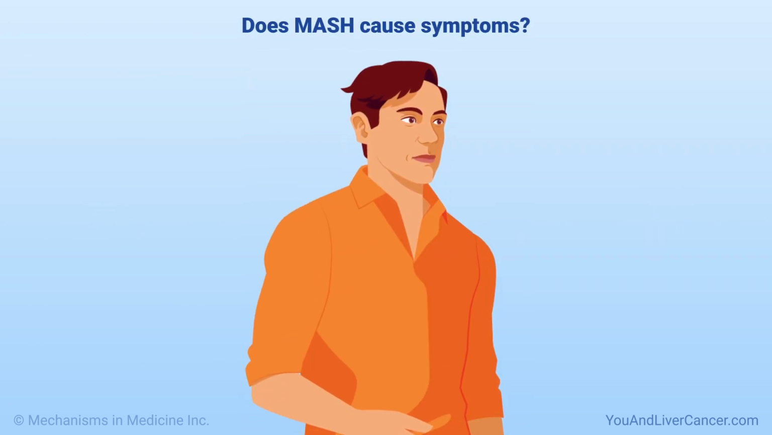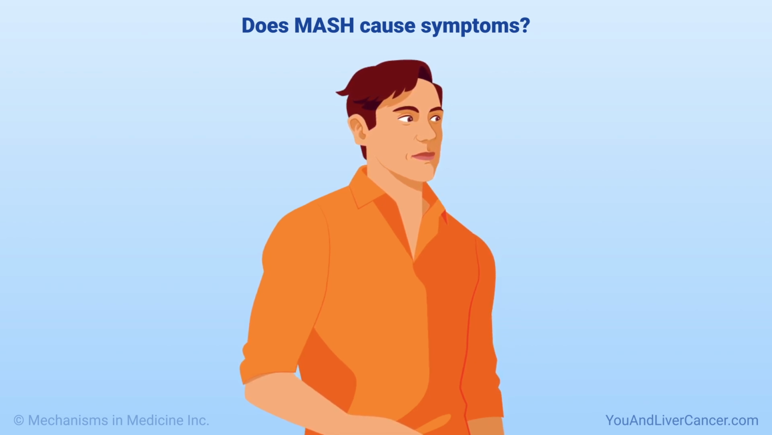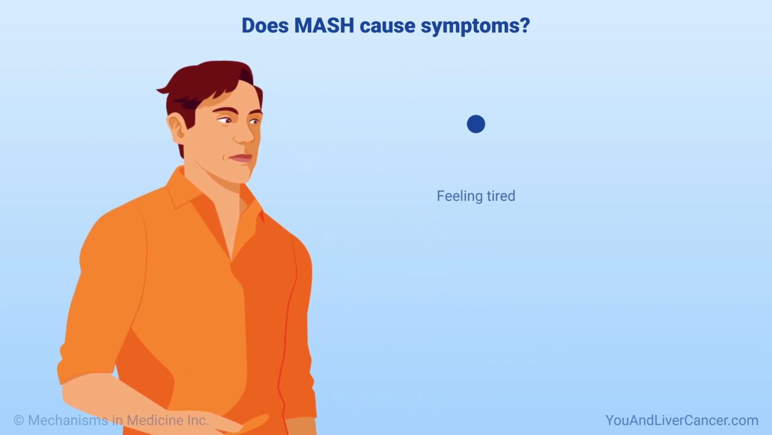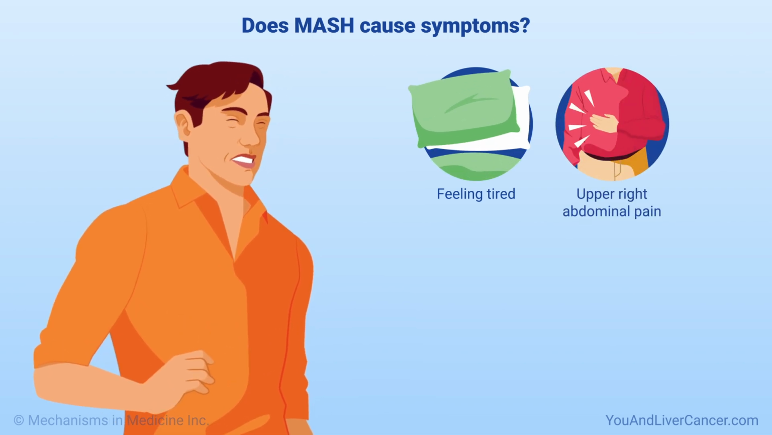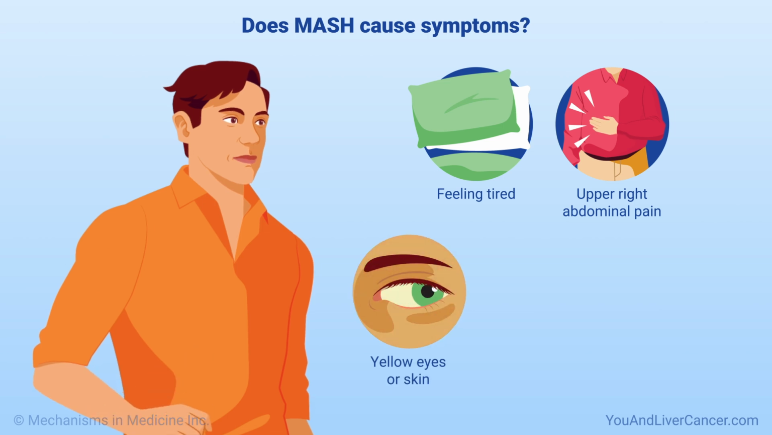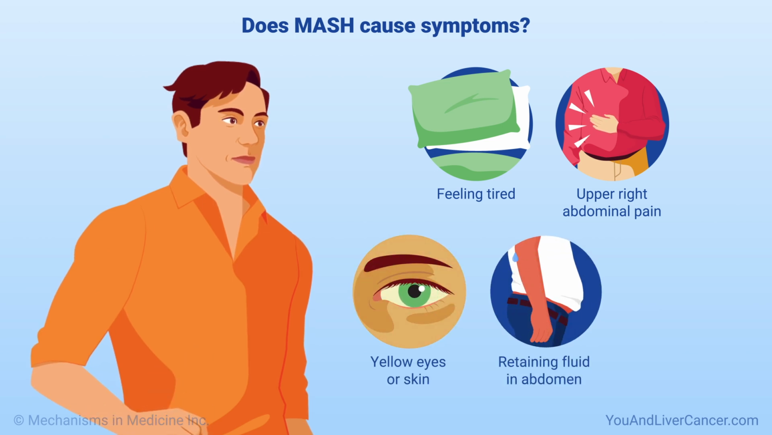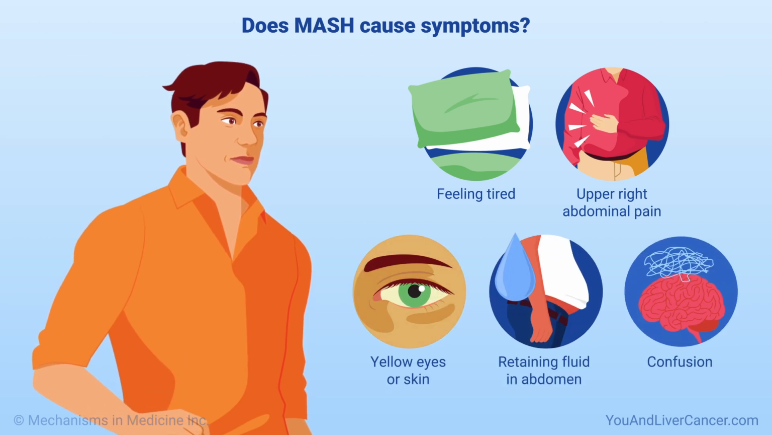Most people with MASLD do not have any symptoms until it is at an advanced stage. As the condition progresses to MASH, symptoms can include feeling tired, pain on the upper right side of your abdomen where your liver is located, and signs of liver failure, including yellow eyes or skin, retaining fluid in the abdomen, or confusion.